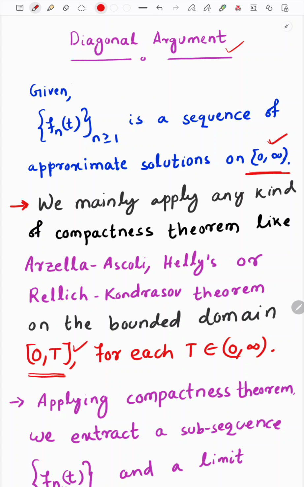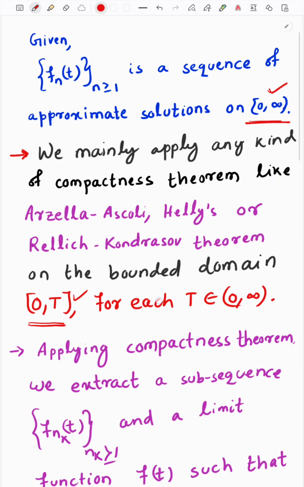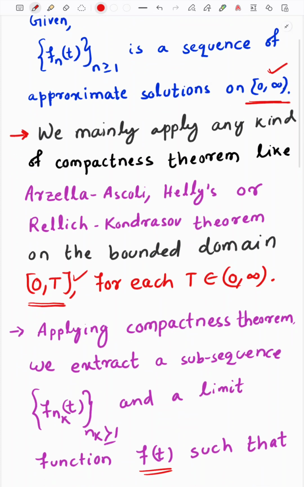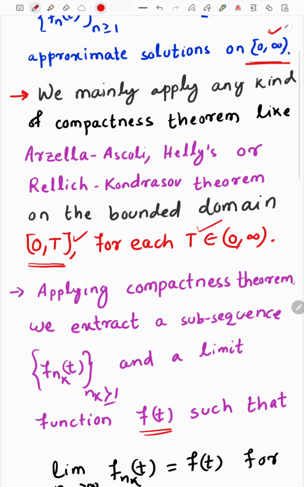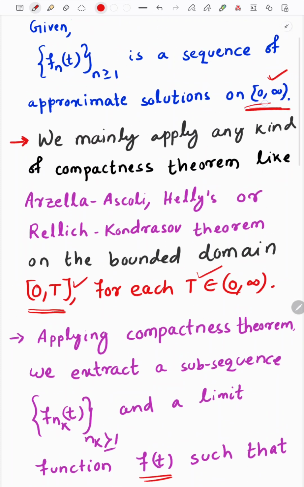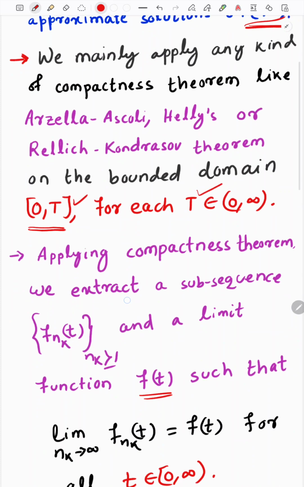Here the main role of the diagonal argument comes. Suppose in our analysis we are allowed to apply the Arzelà-Ascoli theorem or Helly's theorem or the Rellich-Kondrachov theorem on the closed interval 0 to T, but for every T. Then how can we ensure that our limit function is also on 0 to infinity instead of 0 to capital T? That is our main target.